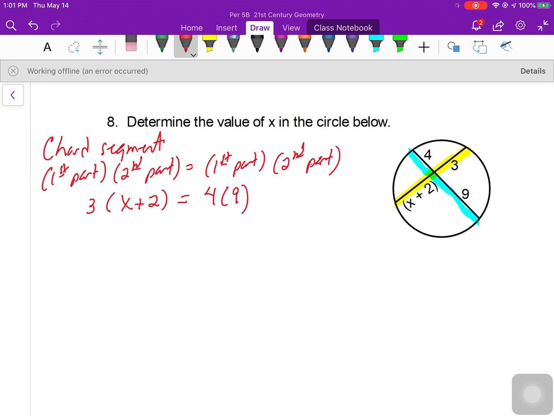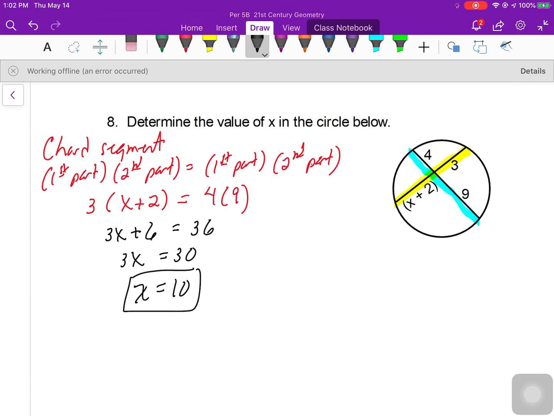Let's take a look at the other chord segment. First part times second part, 4 times 9. Take a look at that setup. Most students that get the setup correct get the problem correct. Let's finish the algebra. Distributing, we get 3x plus 6 equals 36. Subtracting 6, 3x equals 30. Divide by 3, we find out x is 10, and x was what they asked us to find, so we box that.